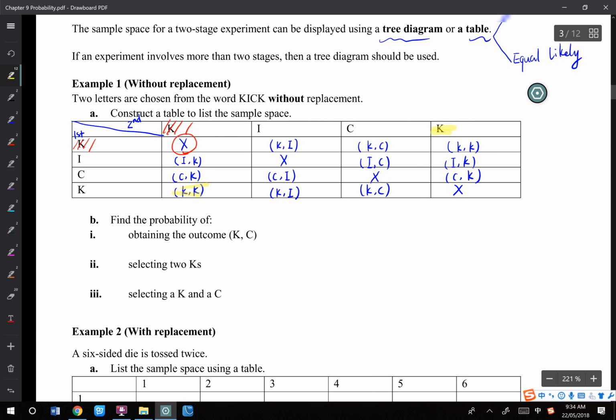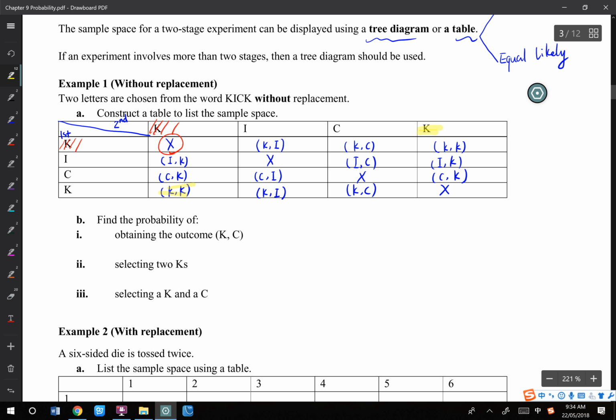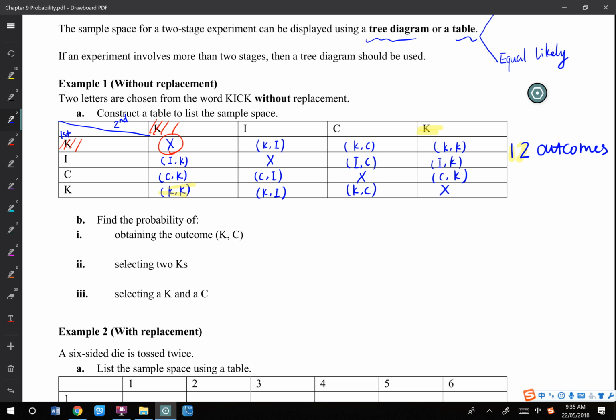Now, because each selection is equally likely, your overall outcome will be equally likely as well. So I just count how many outcomes I have. I won't count the cross because there's nothing achieved. So in total, I have 12 outcomes: 3 in each column, and there are 4 columns.